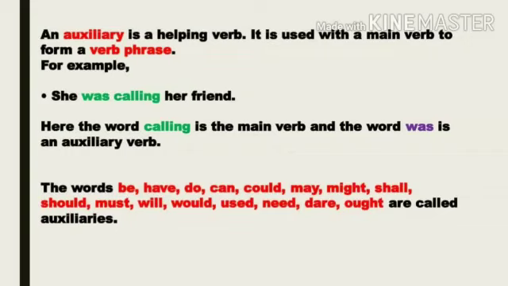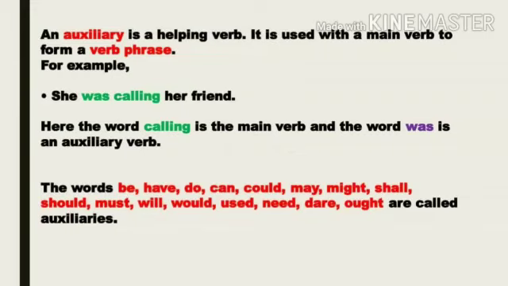A primary verb is a verb which expresses the action going on in the sentence, while an auxiliary verb is a helping verb. It is used with the main verb to form a verb phrase. For example, she was calling her friend. In this sentence, the word calling is the main verb. This is the main action going on in the sentence. And the word was is an auxiliary verb used in this sentence.